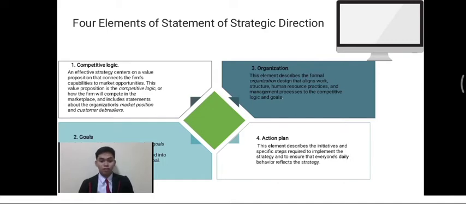The third element is the organization. This element describes the formal organization design that aligns work, structure, human resource practices, and management processes to the competitive logic and goals. And the fourth element is the action plan. This element describes the initiatives and specific steps required to implement the strategy and to ensure that everyone's daily behavior reflects the strategy.